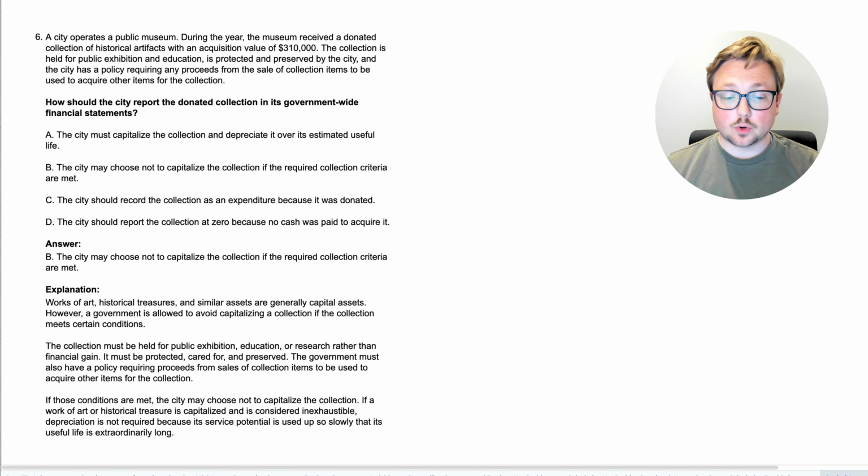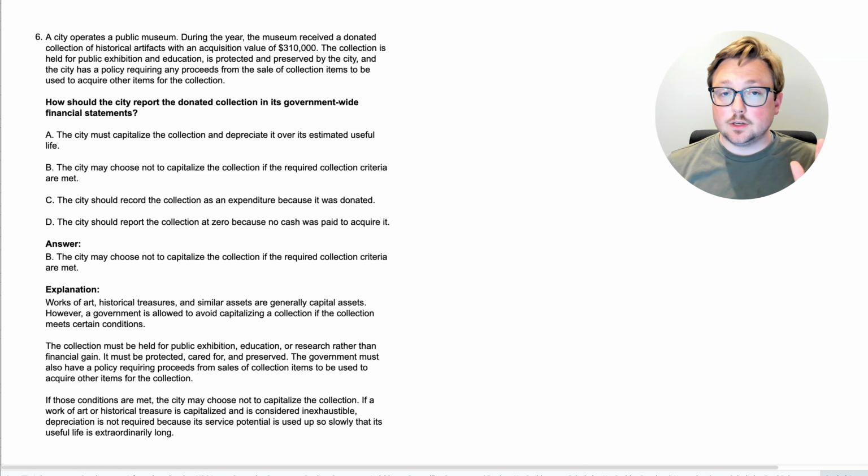If a work of art or historical treasure is capitalized and is considered inexhaustible, depreciation is not required because its service potential is used up so slowly that its useful life is extraordinarily long. So sometimes they will be depreciated, but a lot of times, think of these works of art or things like that, they don't really age, or at least they age very slowly. You still might not depreciate it, but sometimes you still might.